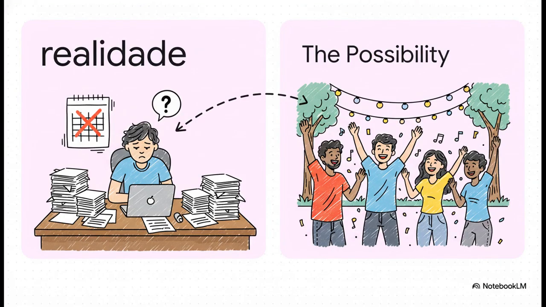Here's a perfect example. So, the reality is, passei o fim de semana a trabalhar. I spent the whole weekend working. Bummer, right? But the possibility, that other timeline, is teria ido com vocês. I would have gone with you. See how that teria ido perfectly nails that feeling of a missed opportunity? It all depended on a condition that just didn't happen. In this case, not having to work.